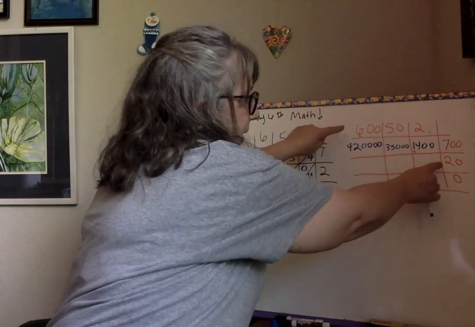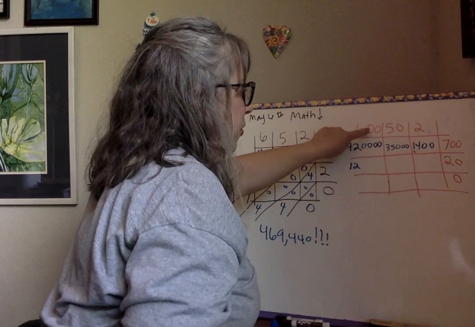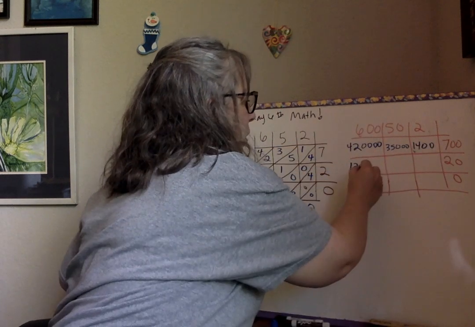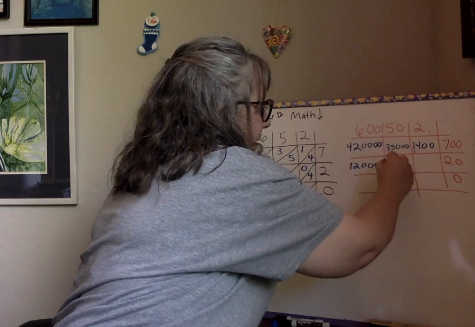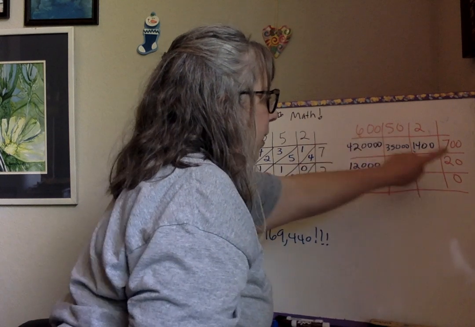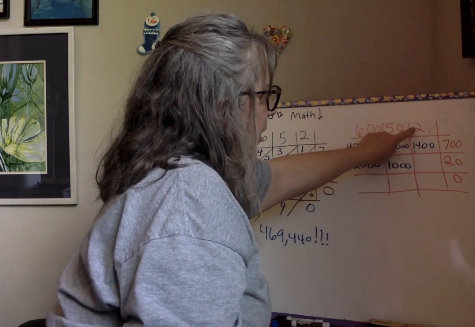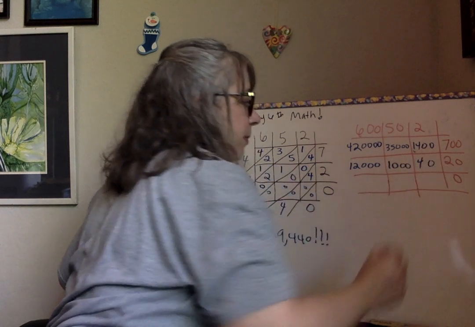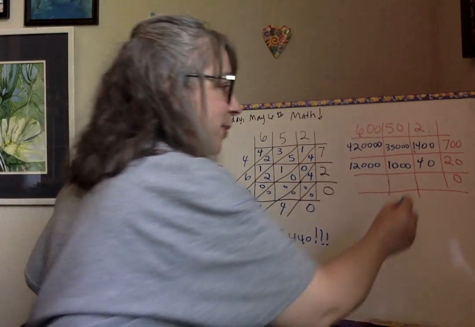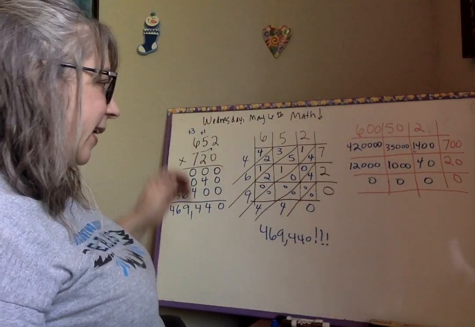Let's add the tens place. So 6 times 2 is 12. How many zeros? 1, 2, 3. 2 times 5 is 10. How many zeros? 1, 2. 2 times 2 is 4. How many zeros? 1. Our last one. Nothing but zeros, baby. Nothing but zeros.